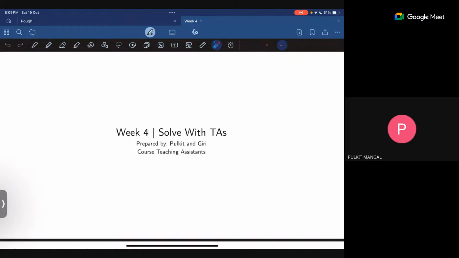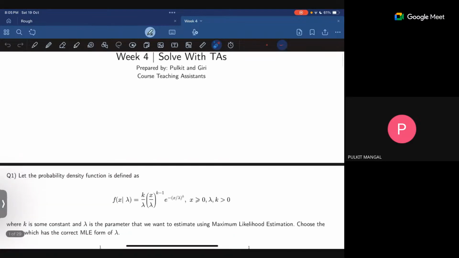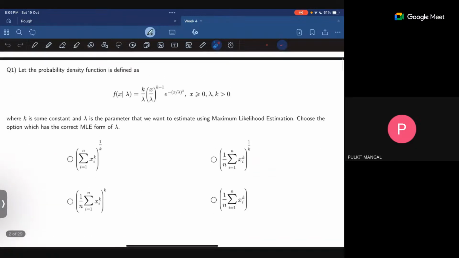Yes, sir. Okay. So for today's session, we will be solving some questions on week 4 topics. And after that, we will move towards the programming assignment part 2. So let's start with the first question.